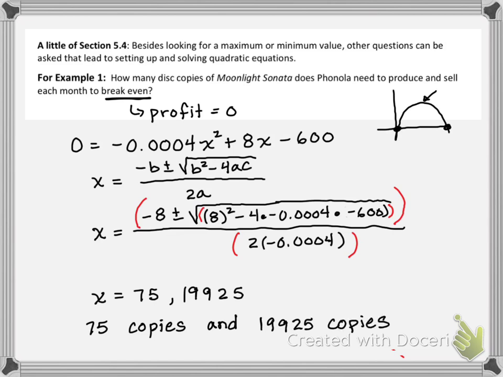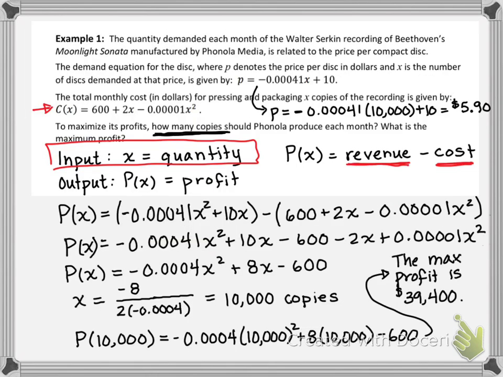Realistically, how many copies do you think they would make? 10,000 copies. You're right. Realistically, they would make 10,000 copies.